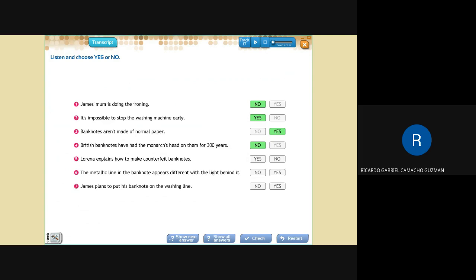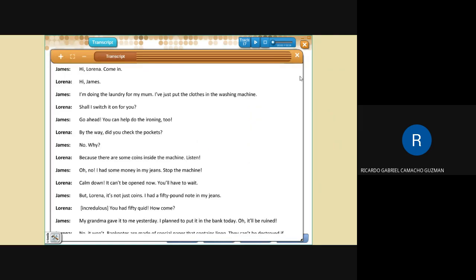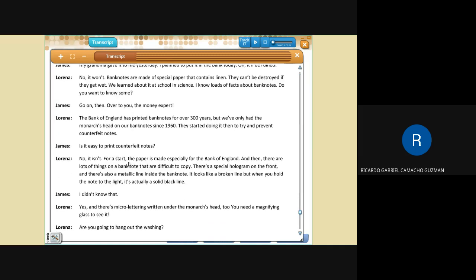How is it? Lorena explains how to make counterfeit banknotes. Yes. In this case it is yes. Actually, she says that people can make counterfeit notes, but it is very, very difficult. It's muy difícil. Why is it like this? Because she says the paper is made specially for the Bank of England.